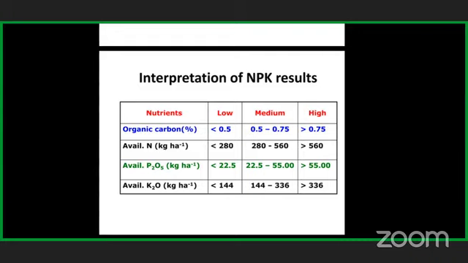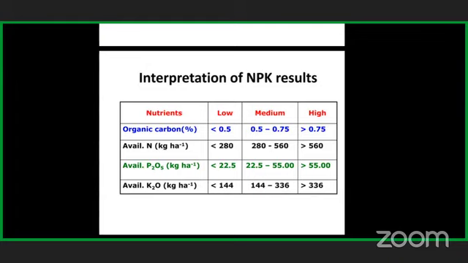Like for nitrogen, 280 and 560 is the range. So if after soil testing our soil gives results of less than 280, we will know that it has a low amount of nitrogen, so we need to apply more fertilizer. Similarly, if our soil has more than 560 kg per hectare of nitrogen, then we will know that our soil already has so much nitrogen, and there is no need to put any excess fertilizer into our soil.